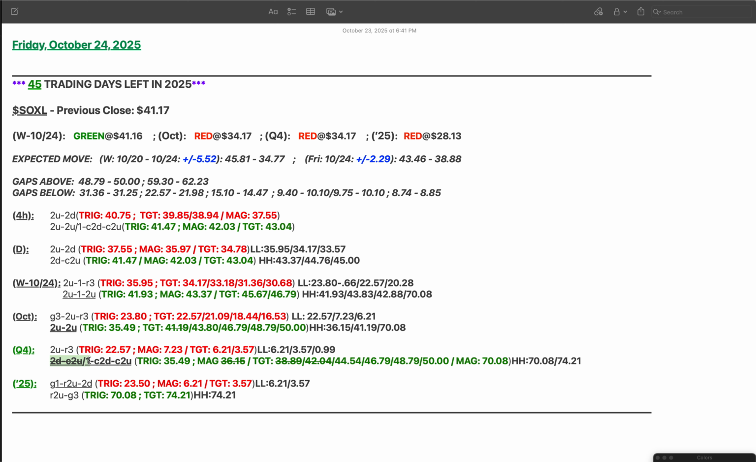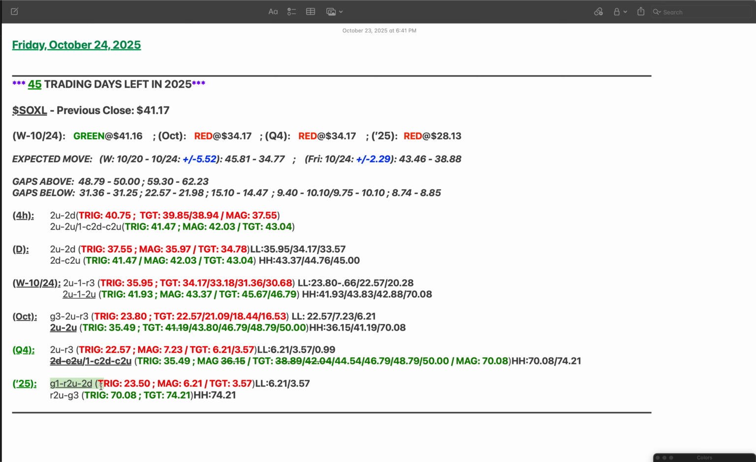On the quarter, we talked about how we fulfilled the 2 down, combo 2 up, triggering at 35.49, magnitude 36.15, which then triggered the 1 combo 2 down, combo 2 up. And as long as we're above that 36.15, ultimate magnitude is 70.08. But we do have these intermediate targets here, and then once price gets even above 50, then we'll have some more extended targets before we get to that 70.08.